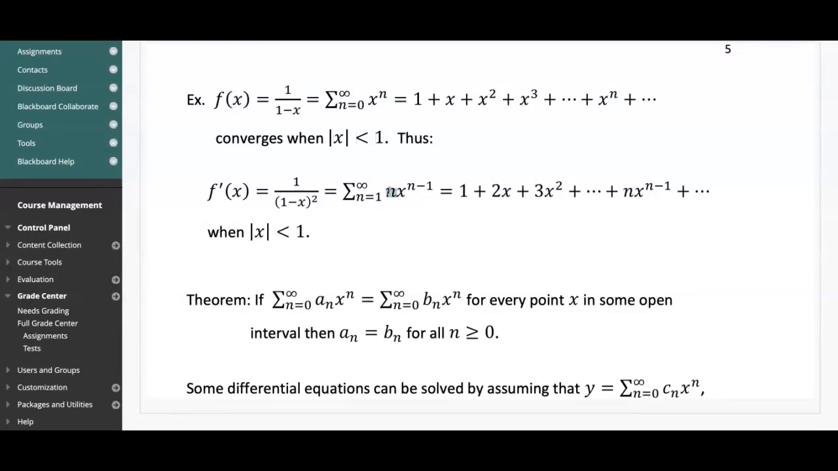When we take a derivative, we just take a derivative of each term. Derivative of 1 is 0. Derivative of x is 1. Derivative of x squared is 2x. Derivative of x cubed is 3x squared, and so on and so forth. So the nth term derivative, x raised to n, by the power rule, is n times x raised to n minus 1.